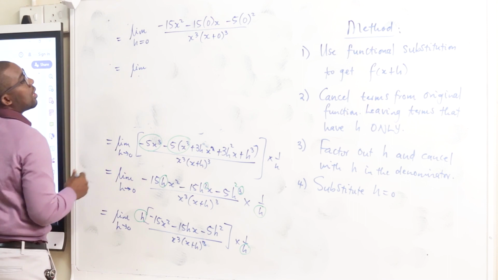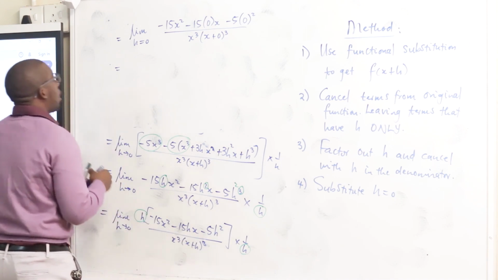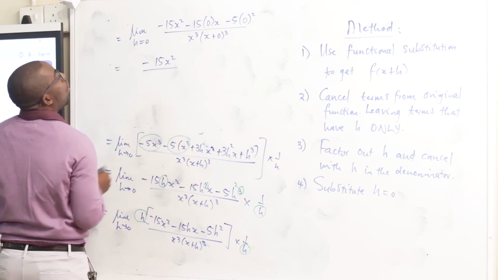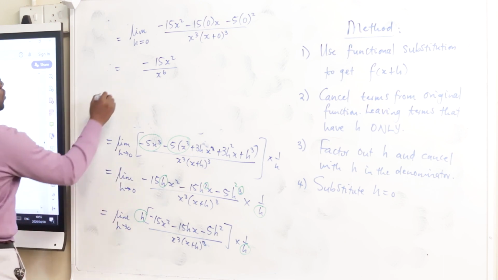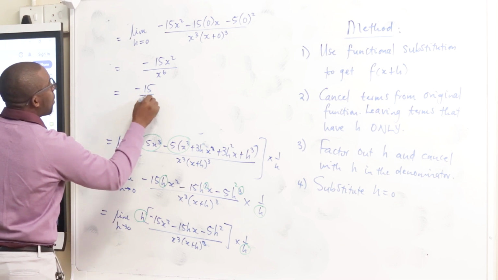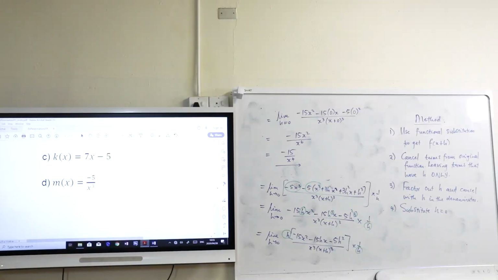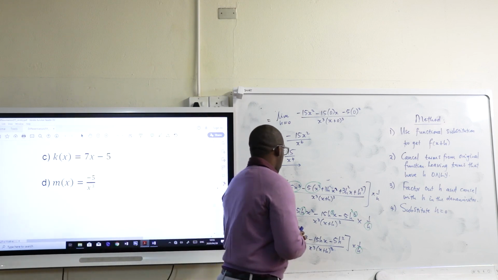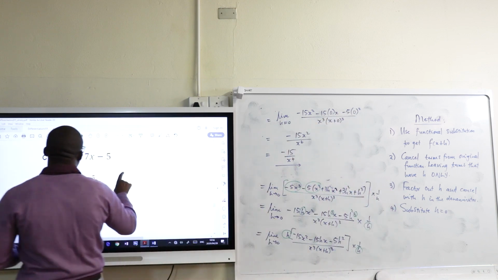Because there's no longer any h, there's no need for the limit. That leaves us with minus 15x squared all over x to the power 6, which ends up being minus 15 over x to the power 4. Minus 15 x to the power minus 4. That is example D.